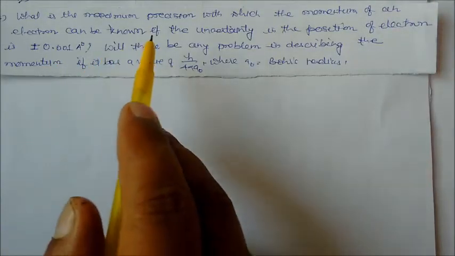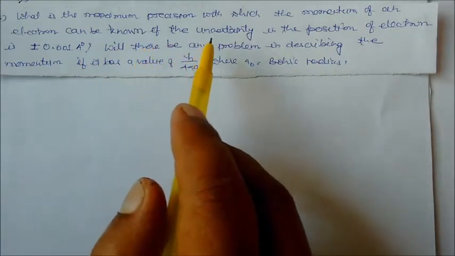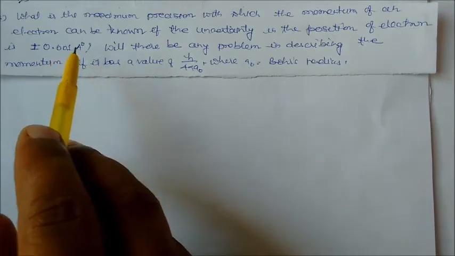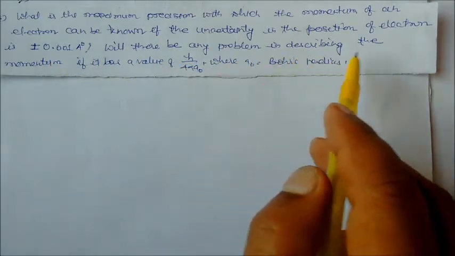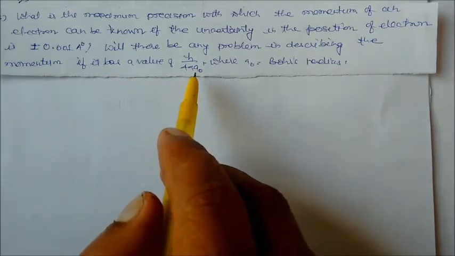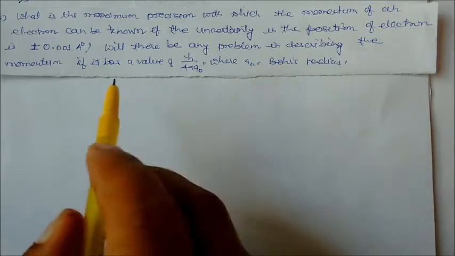What is the maximum precision with which the momentum of an electron can be known if the uncertainty in the position of the electron is 0.001 angstroms? Will there be any problem in describing the momentum if it has a value of h by 4 pi a naught? What is a naught? A naught is the Bohr radius. That is the value of the Bohr radius.